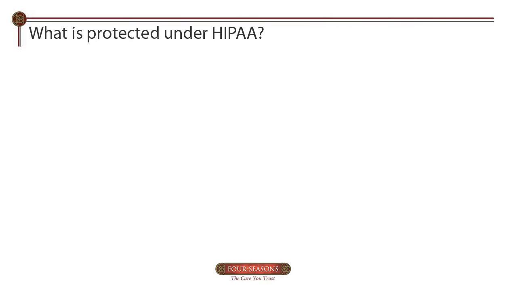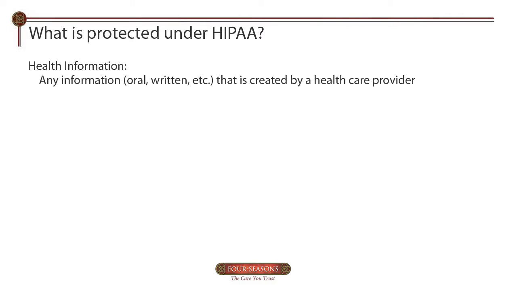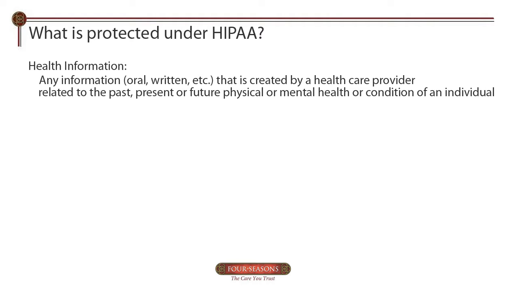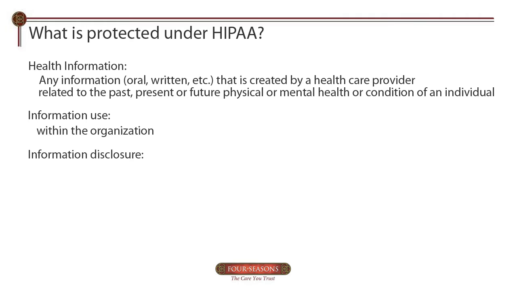Let's start with a few definitions. Health information is defined as any information, whether oral, written, or recorded in any form, that is created or received by a healthcare provider and relates to the past, present, or future physical or mental health or condition of an individual. Health information can be used or disclosed by an organization. Information use is when protected health information is used within the organization. So we routinely exchange information about a client or patient in order to do our work. And disclosure is when it's released outside of the organization.